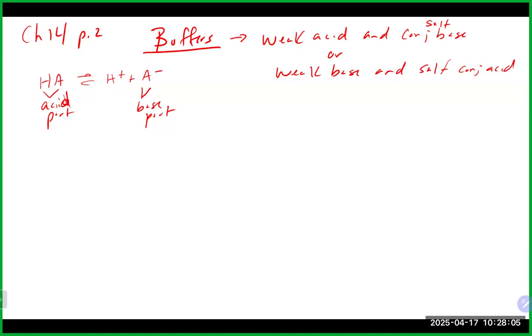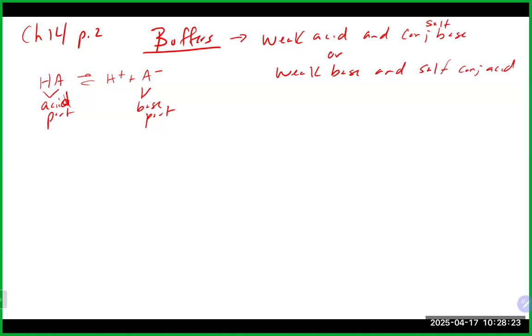We cannot make a buffer out of a strong acid or strong base because it will completely dissociate. It will not set up that equilibrium, and you really won't have both of those components in the solution at the same time. You'll have all base or all acid, but you won't have both together.